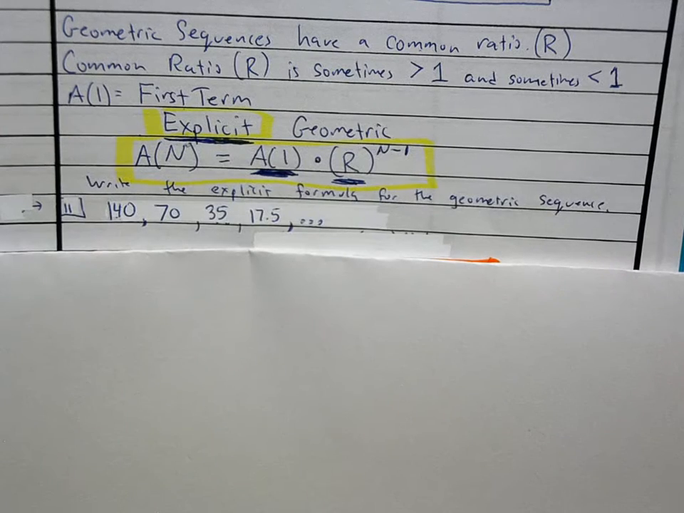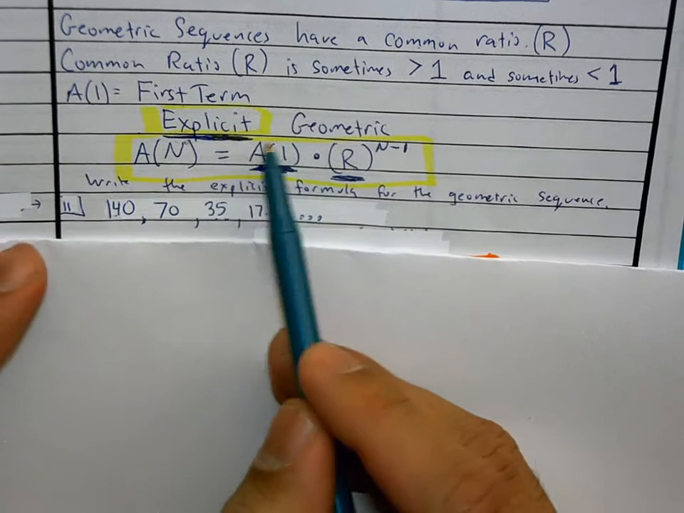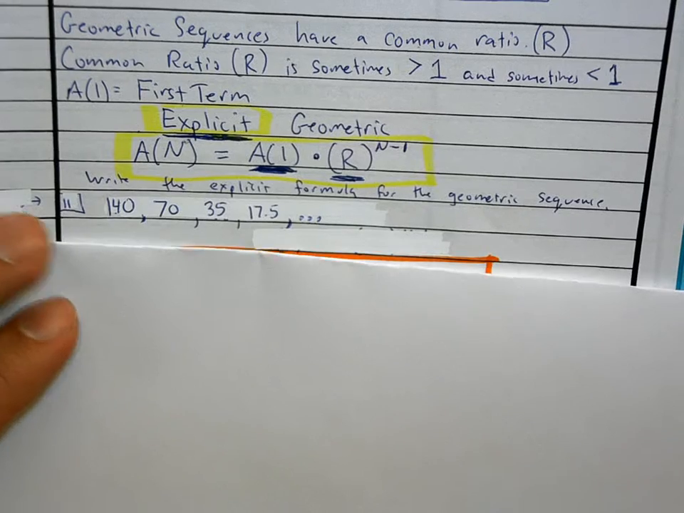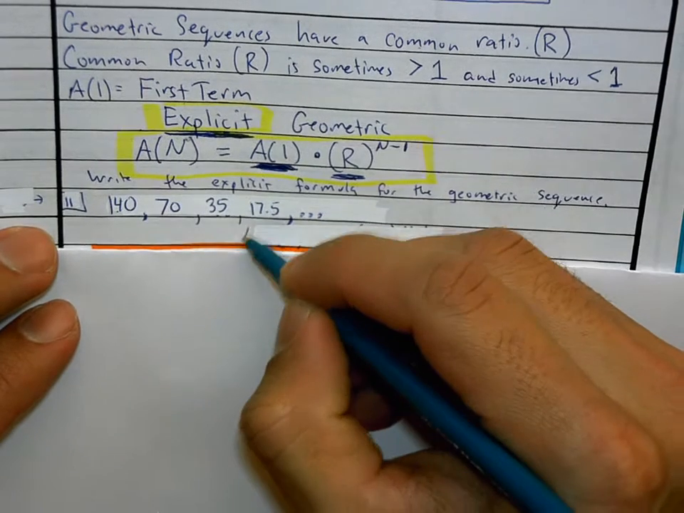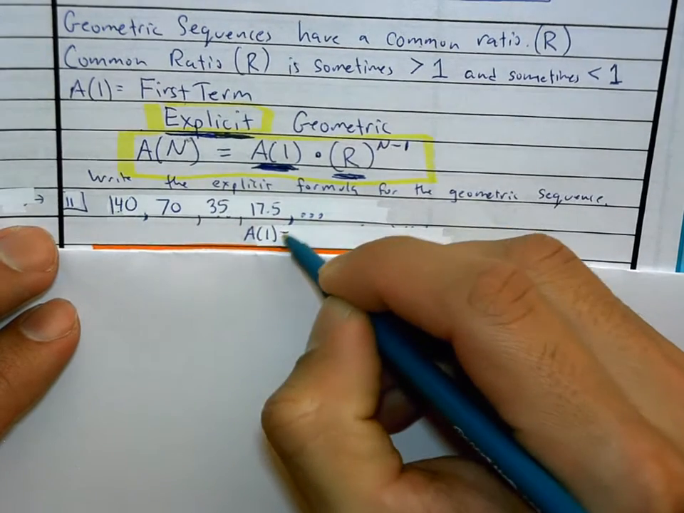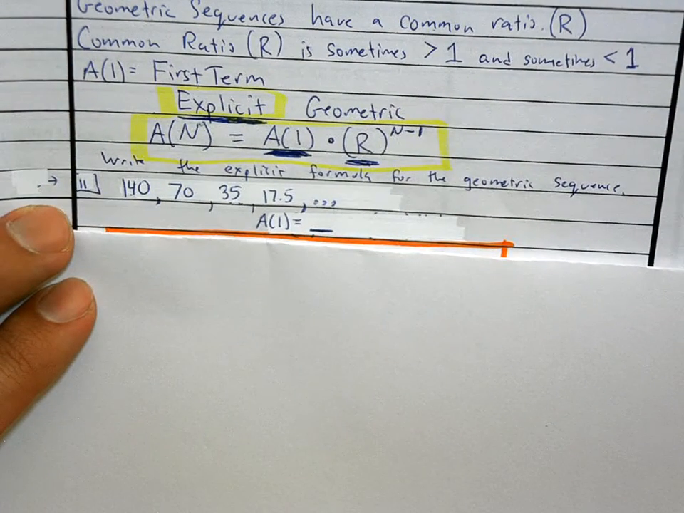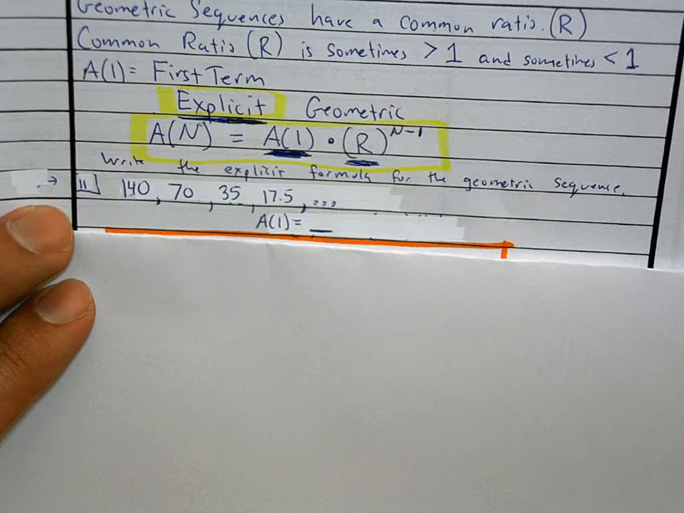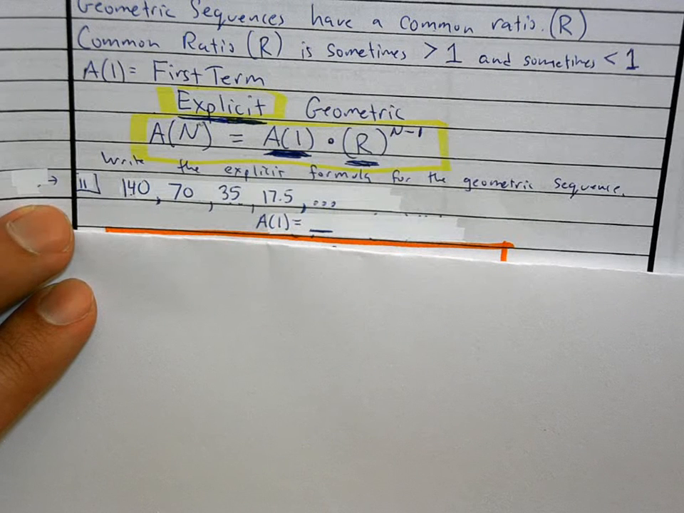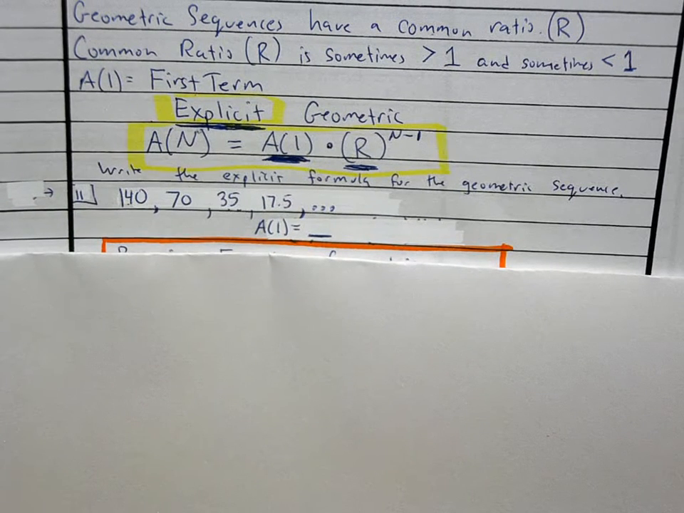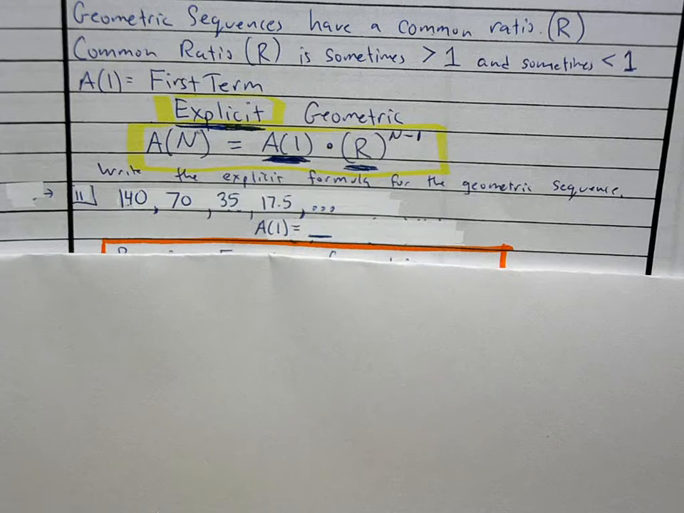Here's the first thing I want you to figure out. We need to know what a of 1 is, and it's a very easy question. I'm going to put a of 1 equals blank. I'm almost positive all of you will be able to figure out what a of 1 is. As a matter of fact, I want you to say it out loud in just a second. So what is a of 1 for number 11? Say it out loud.